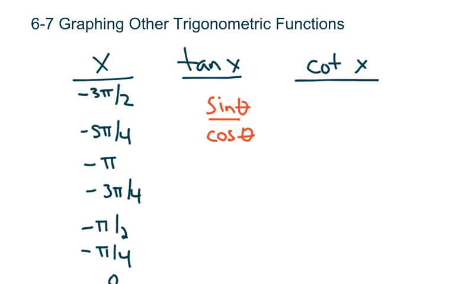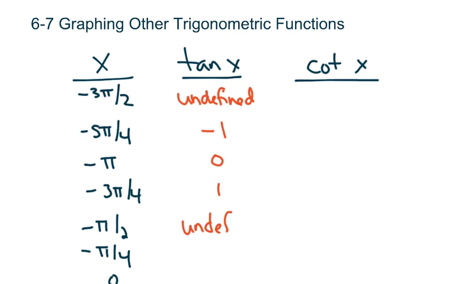Anytime your graphing calculator gives you an error message and it says divide by 0, that's because really what's happened is you've gotten 1 divided by 0, which is undefined. The tangent of negative 5 pi over 4 will give you negative 1. Tangent of negative pi will give you 0. Tangent of negative 3 pi over 4 will give you positive 1. And negative pi over 2 will again give you an error message.